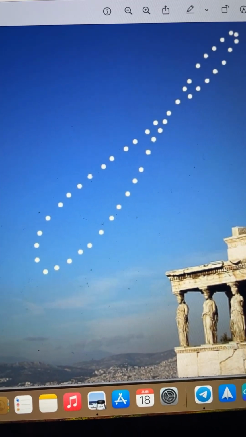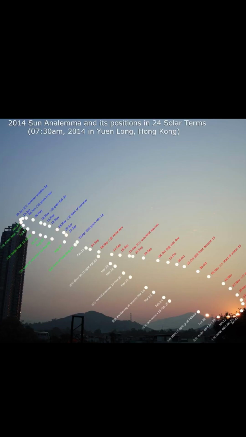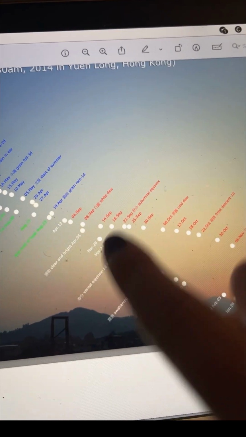And so I found this map of this analemma, but the person who did it dated it. So every little sun has a date next to it, right? And what I've noticed here is that you see right here, this is the autumn equinox and this is the spring equinox right around here.